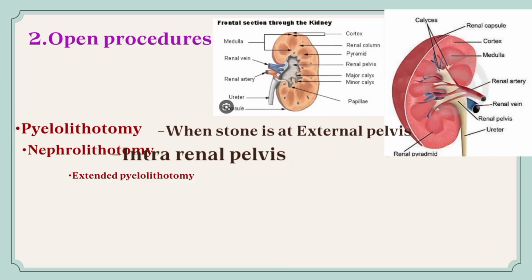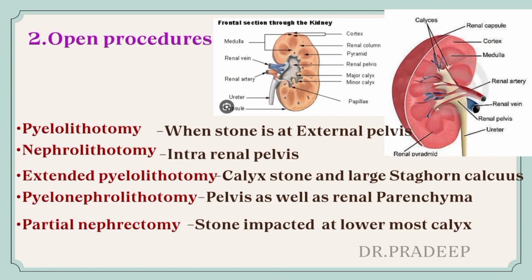2. Open surgical procedures. Depending upon the location of the stone, various types of procedures are done. They are as follows. Pyelolithotomy, when there is an extra-renal pelvis. Nephrolithotomy, when there is an intra-renal pelvis, the stone has to be taken out through the kidney parenchyma. Extended pyelolithotomy, by retracting the kidney parenchyma laterally, the incision over the pelvis can be extended over to the calyx and the stone can be extracted from the calyx.